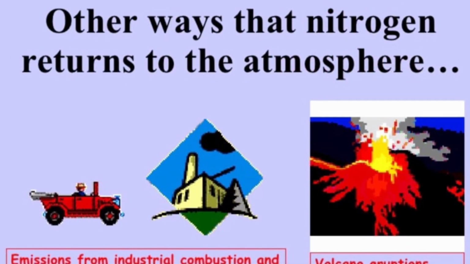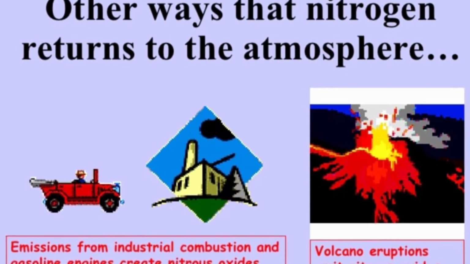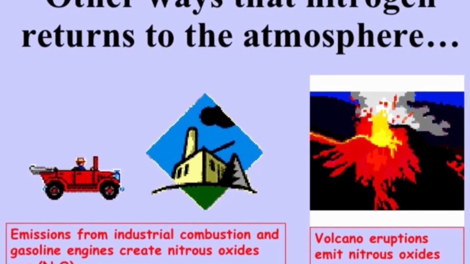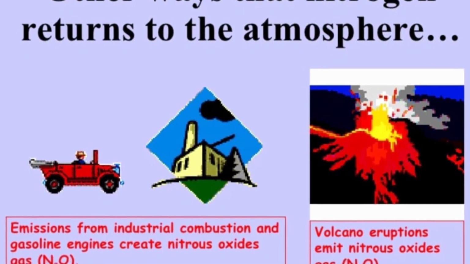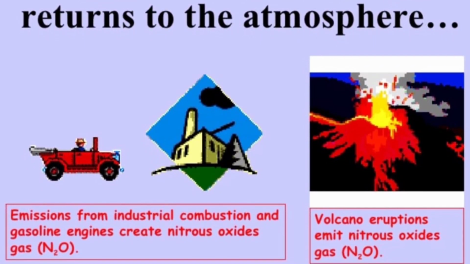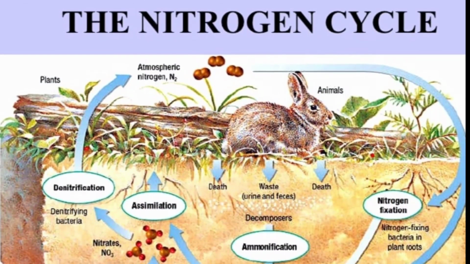Other ways that nitrogen returns to the atmosphere are emissions from industrial combustion and gasoline engines, which create nitrous oxide gas. Volcano eruptions also emit nitrous oxide gas. This is the complete pictorial description of the nitrogen cycle.